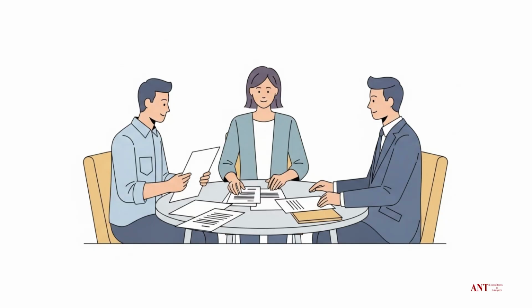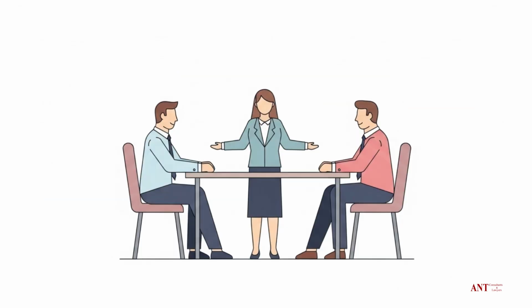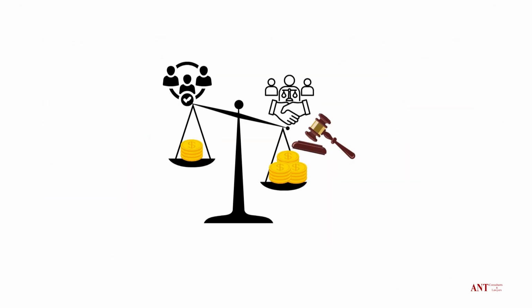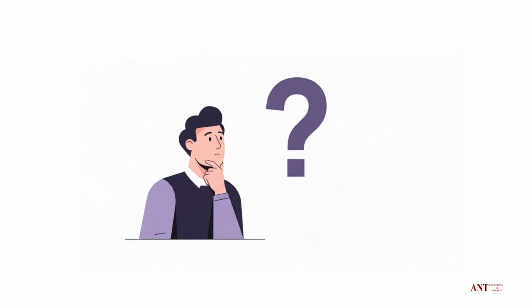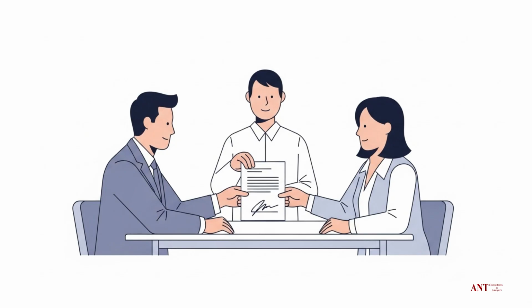Mediation. Mediation brings in a neutral third party, the mediator, to help both sides reach a voluntary agreement. The mediator doesn't decide, it guides communication. It's confidential, less confrontational, and cheaper than arbitration or court. The downside? It only works if both parties agree to join. It's not legally binding unless put in writing.